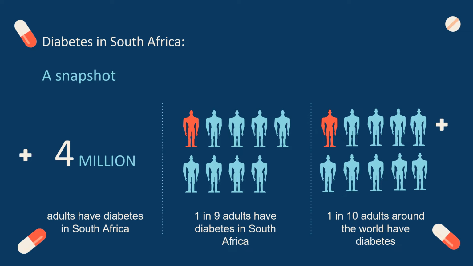Having diabetes impairs your body's ability to generate the hormone insulin, which leads to improper carbohydrate metabolism and elevated blood glucose levels. According to our research, over 4 million adults in South Africa are affected by the condition, and just under half of people living with diabetes in South Africa are undiagnosed. So 1 in 9 adults in South Africa have diabetes, and 1 in 10 adults around the world have diabetes.